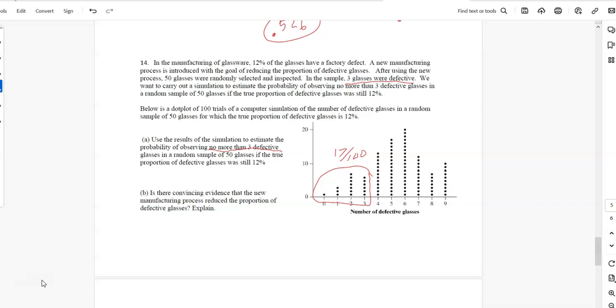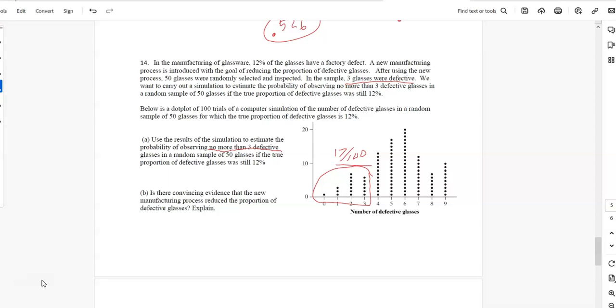So in the simulation, only 17% of the trials resulted in 3 or less defective glasses. You want to say that in a sentence there, but 17%. Is there convincing evidence? Some of you are using the words statistically significant. In this case, with a simulation, you don't have to use those words as much as you're just going to talk about it. Is it unusual? Is it not unusual? So how unusual is that? Well, 17% of the time in the simulation, this just happened by chance, right? Given that there is 12% defective.